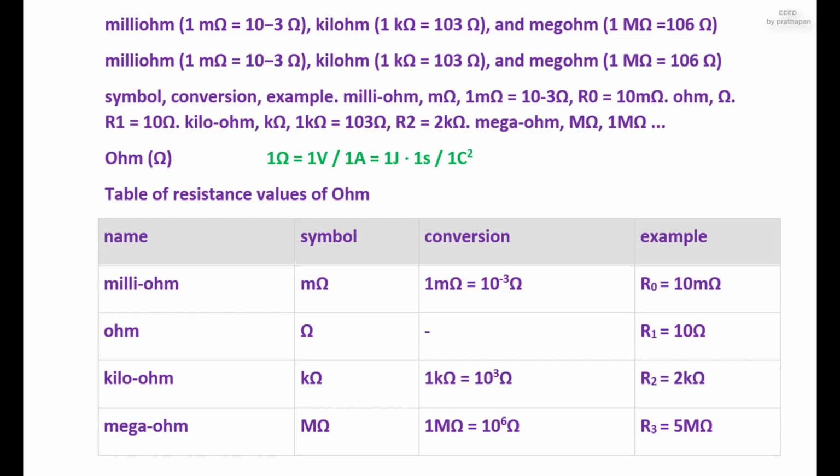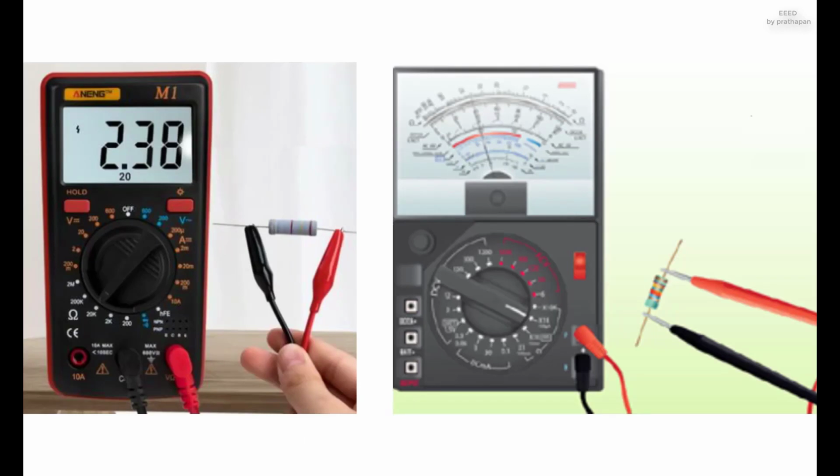Ohm, symbol omega, is the electrical unit of resistance. The ohm unit was named after George Simon Ohm. 1 ohm equals 1 V/1 A. Table of resistance values of ohm. An ohmmeter is a measurement device that measures resistance.